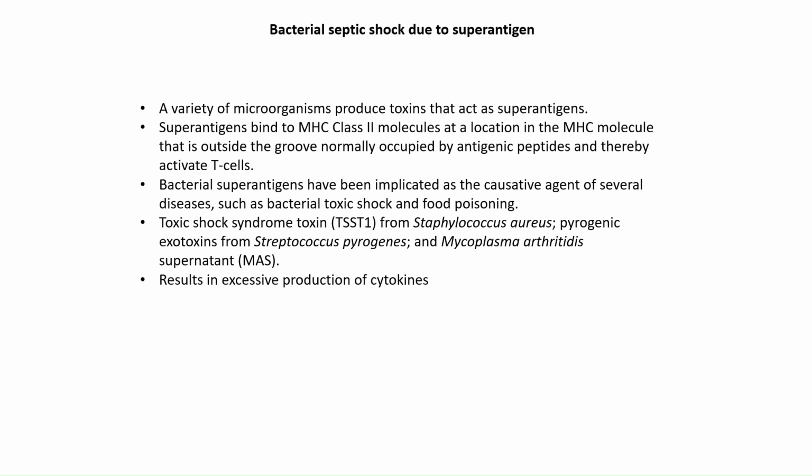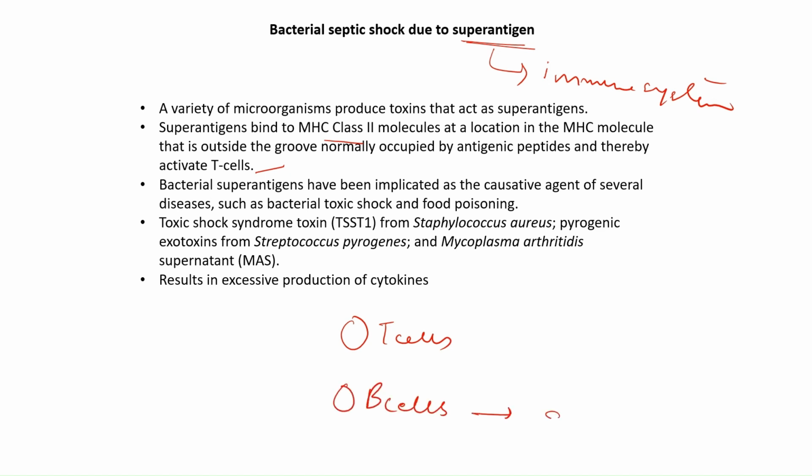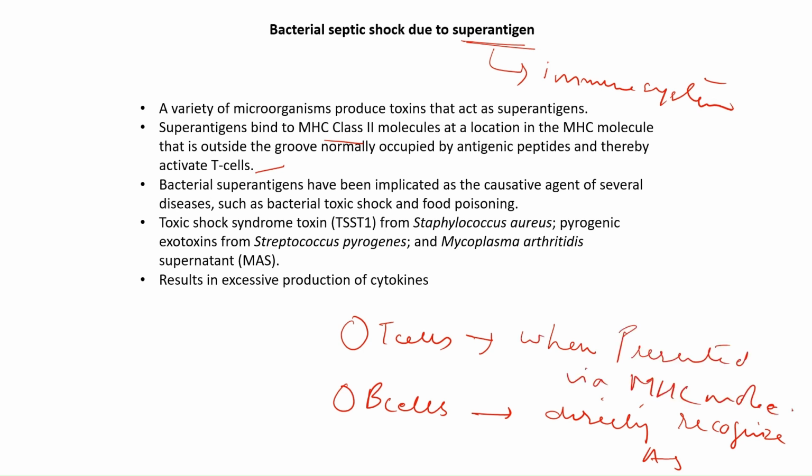Now, bacterial septic shock due to superantigens. What do we mean by superantigens? Superantigens are antigens only, but because of these antigens, our immune system becomes superactive. Then we call them superantigens. So a variety of microorganisms produce toxins that act as superantigens. Now, superantigens bind to class 2 MHC molecules, and that's how they activate T cells. The adaptive cells of our body are T cells and B cells. B cells can directly recognize the antigen, whereas T cells can recognize antigens when presented via MHC molecules. So these superantigens bind to these MHC molecules only. So when they bind to these MHC molecules, it overactivates T cells.